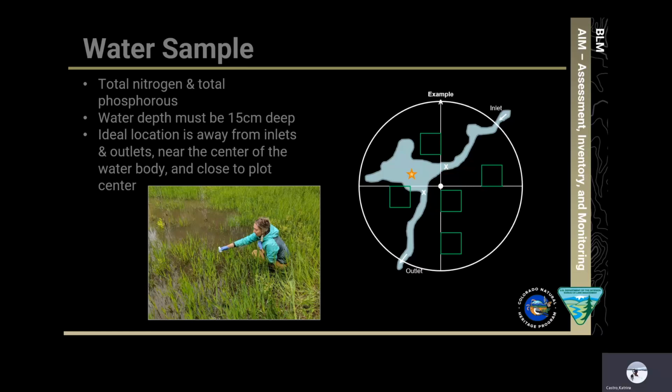When collecting a nutrient grab sample, it is important to use clean gloves to avoid contaminating the sample. The location of where a grab sample is collected will vary on a site-by-site basis. A grab sample needs to be collected in an area of open water that is deep enough to prevent disturbance of the bottom sediments during collection. Ideally, this location should also be away from any inlets and outlets, towards the middle of a water body, and close to plot center.